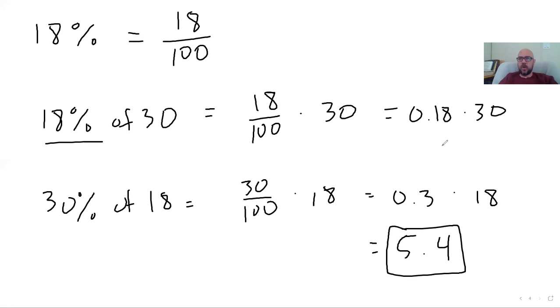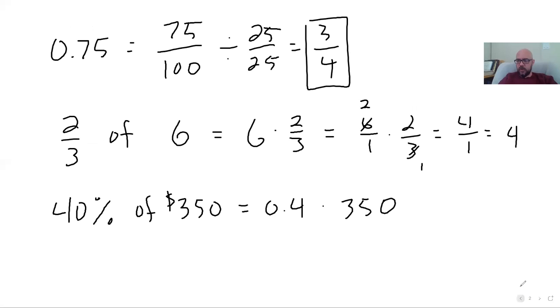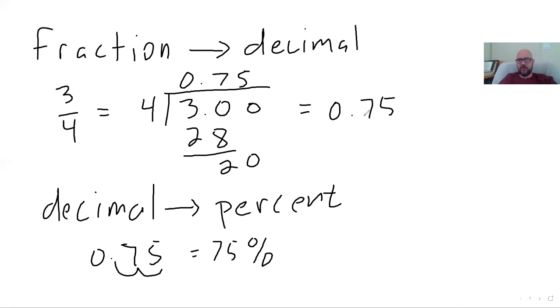All right, I think that's all I really wanted to say. Just to recap, to go between fractions and decimals, you just do the division. 3/4 literally means 3 divided by 4. So you just divide 3 by 4, and that'll give you the decimal. To turn a decimal into a percent, you move 2 decimal places. 0.75 is 75%.